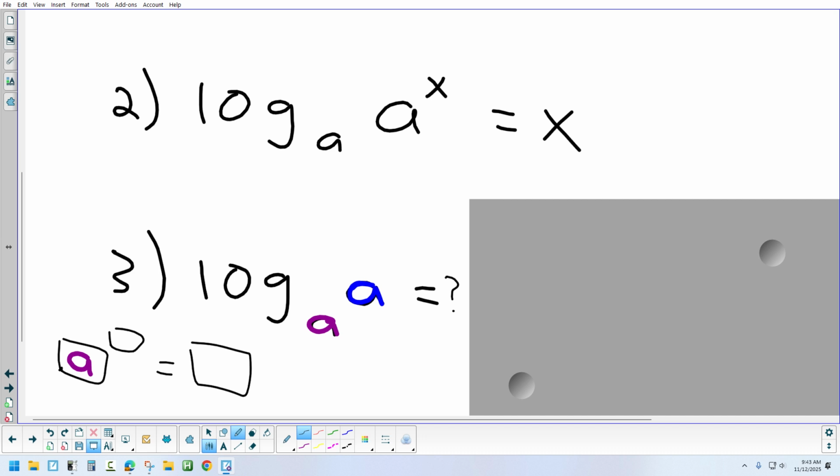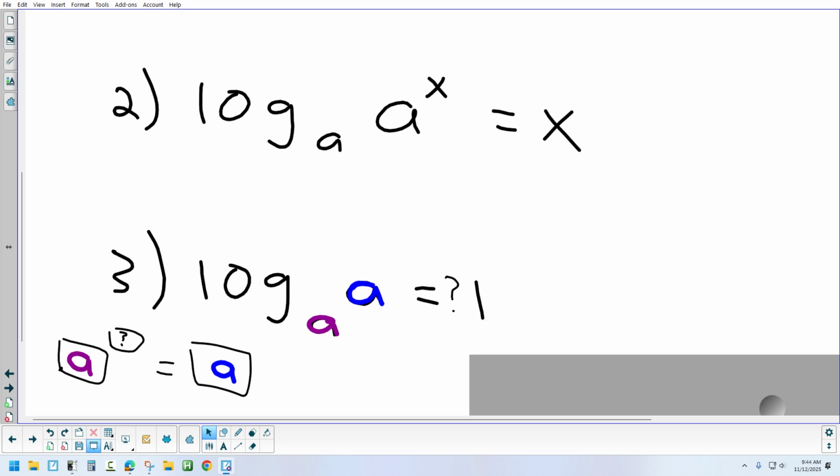What's going to go in my exponent box? Yeah, that's the question mark. We don't know what it is yet, but we will. And then what's going to go on the other side? Yeah, the blue a. That's my argument. So now, what would you fill in for the question mark to make the left side equal the right? 1. Yeah. So anytime that you take log and the base and the argument match, the answer is 1. So log base 4 of 4 is 1.